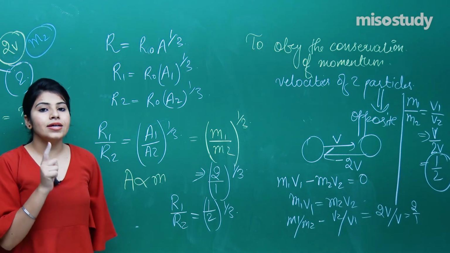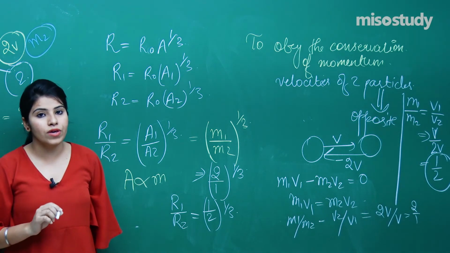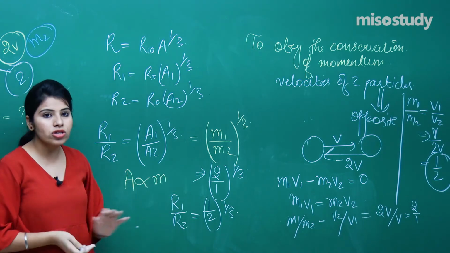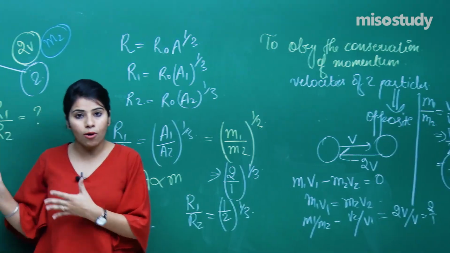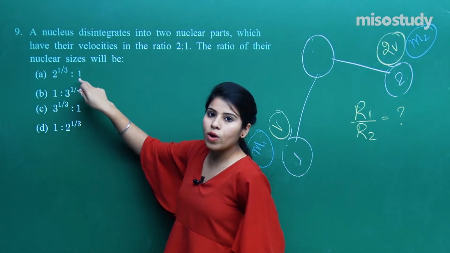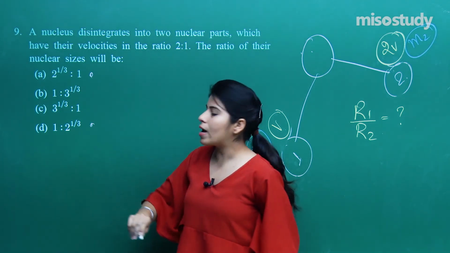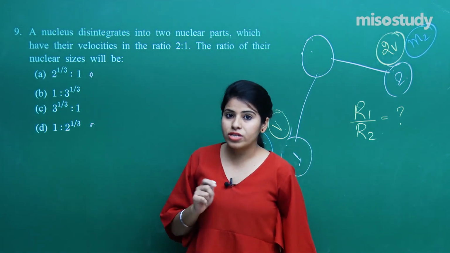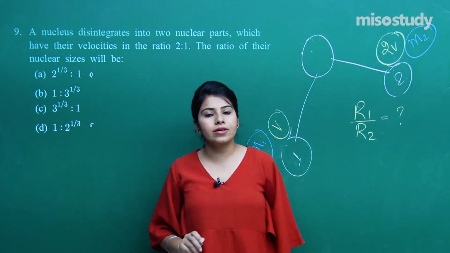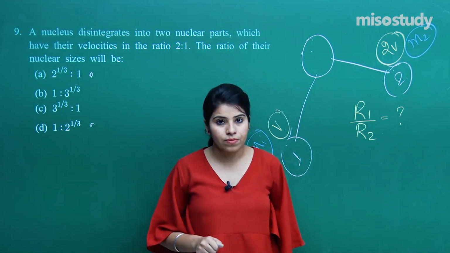So that thing you should keep in your mind, in which direction we should go. Because your answer will be, let me go back to the options, and I can see that we have 2 is to 1 raised to 1 by 3 as your first option, and 1 is to 2 raised to 1 by 3 as your second option. So which one is correct? So this thing you should focus on.